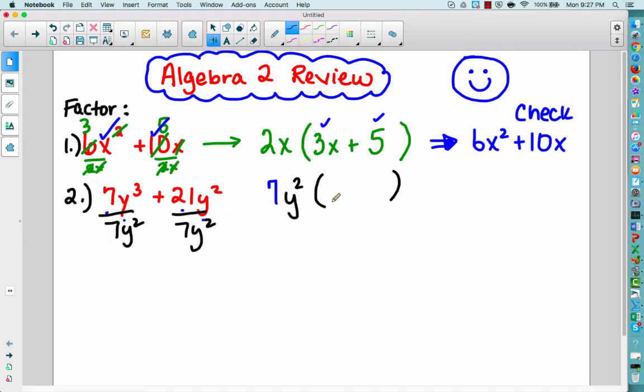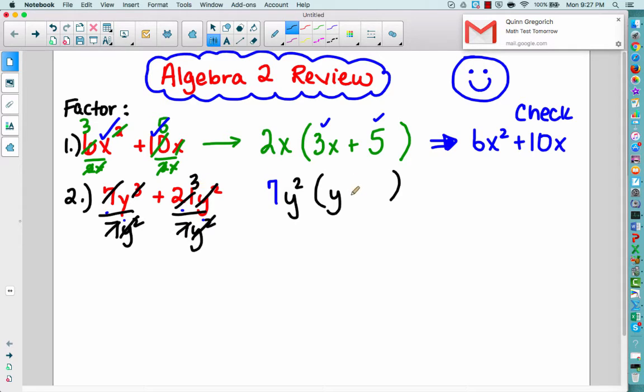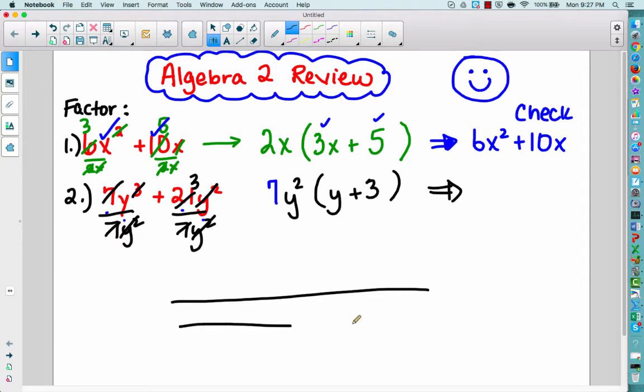I know my binomial is going to have 2 terms in it. The y's here are going to cancel down to 1. The 7's cancel to 1, so I'm going to be left with a y. These y squared cancels, and 7 goes into 21 3 times. So y plus 3. And again, you can multiply to check if you need to. All right, so that's basic GCF factoring. Let's move on. Onward.